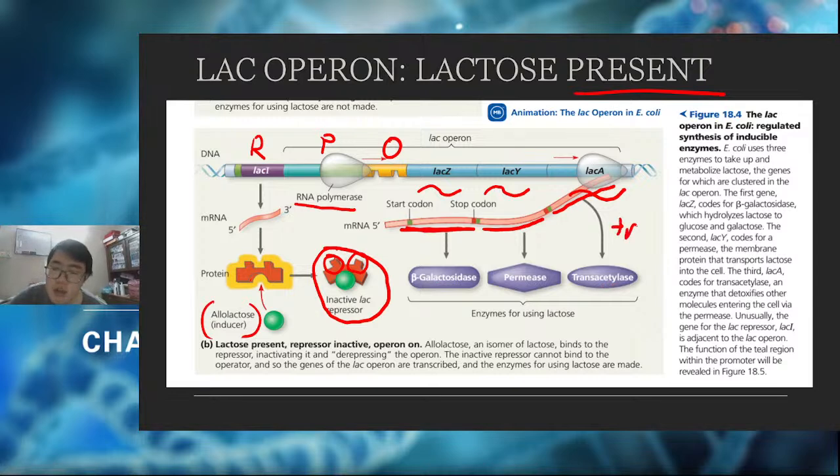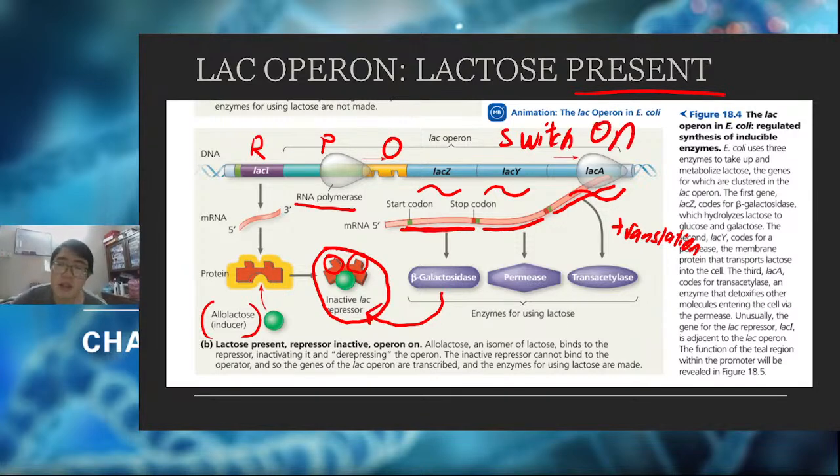Will translate lah. This is for translation. But you have to use the word translate lah. The mRNA will be translated to form these three enzymes, and then these enzymes will be used to hydrolyze the lactose molecule. So this is the mechanism where lactose is present. So hanya satu perbezaan sahaja, that the repressor protein cannot bind toward the operator, and then this will cause the operator to be switched on.